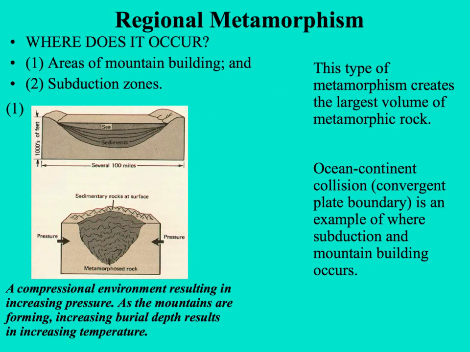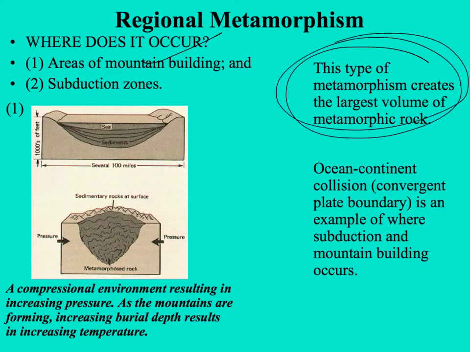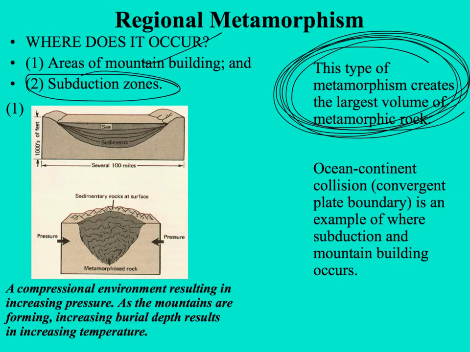Moving on, regional metamorphism we said occurs in mountain building, and so really far down at the base of mountains, and that's typically how you get the largest amount of metamorphic rock would be in this type of environment. You also could get it in subduction zones. Subduction zones are typically defined by one plate going down in under another plate, and so it happens in a lot of different areas of our world.